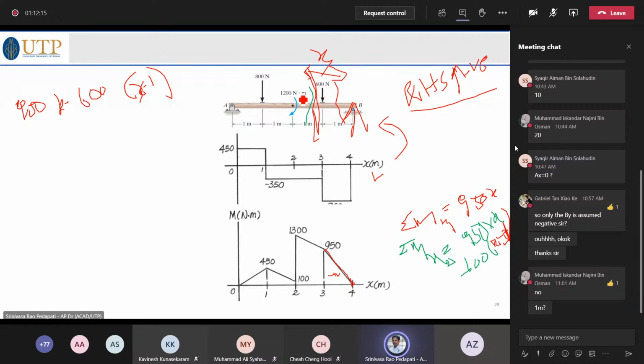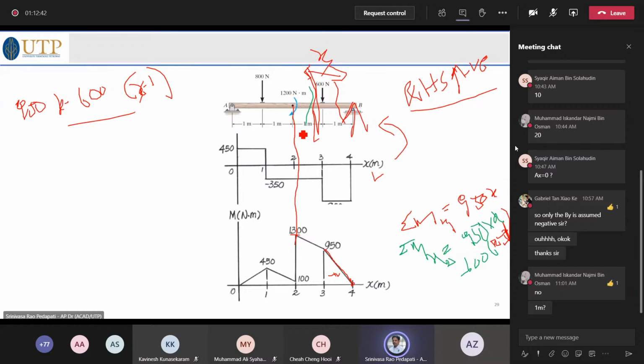Until what point is this equation valid? This equation is valid until 1200, until this point. Why? Because at that point another load is adding, therefore we should not carry it further. So we should stop at this point. What is the value of the moment at this point? It shows 1300. Is it correct? How is it correct? Let us see.